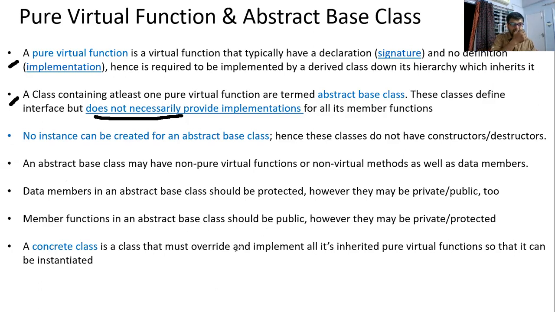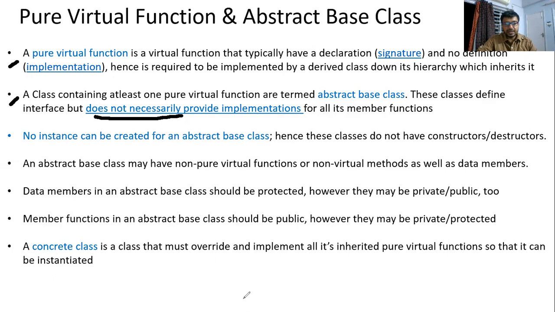And finally, as we mentioned, a concrete class is a class which actually overrides any of the pure virtual functions that its base class has defined, and this class itself will not have any newly created pure virtual functions. Okay, so nothing is undefined here. Its complete definitions are there, so that we can create instances of such classes. So that's why we call it a concrete class.